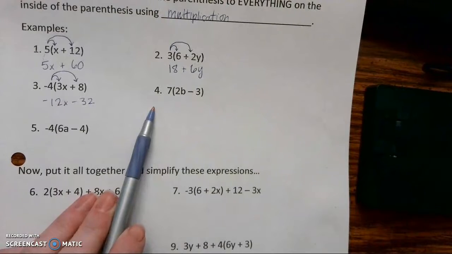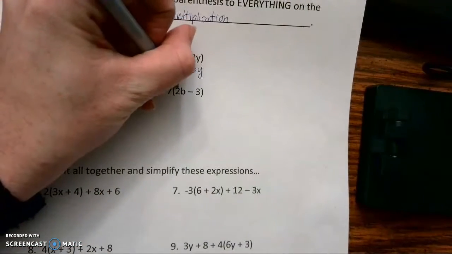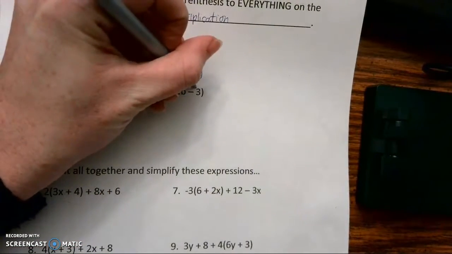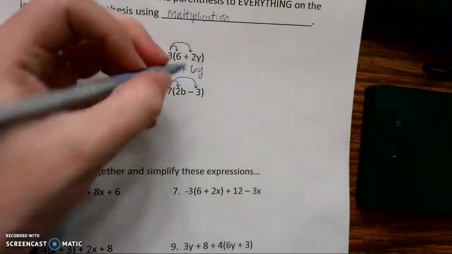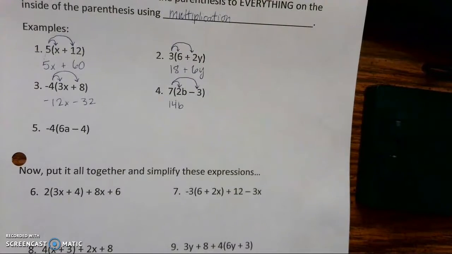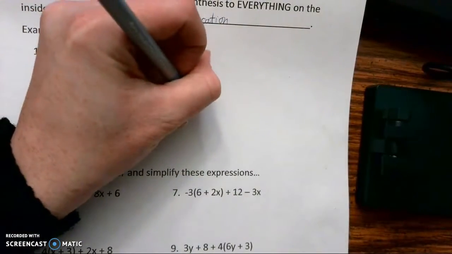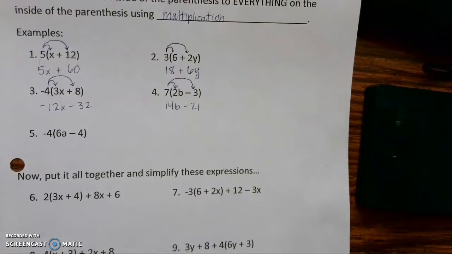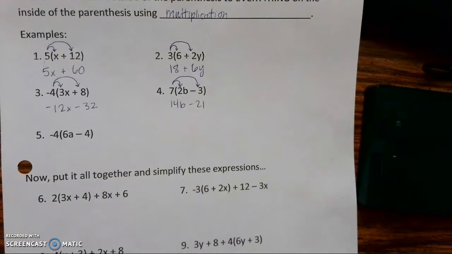So let's take a look at number 4. Once again, same deal. Distribute 7 to both terms. 7 times 2b gives me 14b. 7 times -3 gives me -21. So my simplified expression would be 14b minus 21.